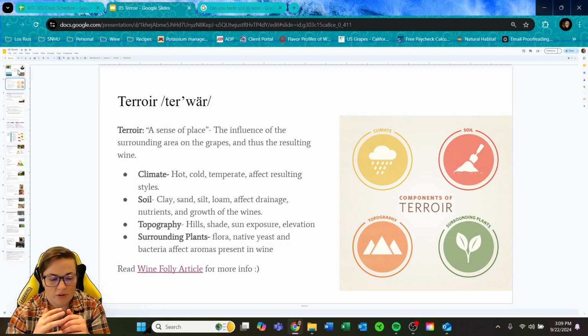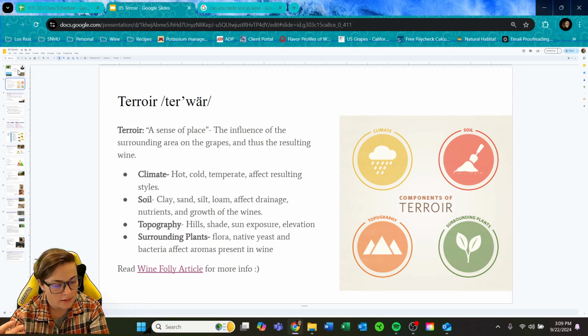Terroir, as we've talked about before, is a sense of place in wine. When you taste a wine, it directly transports you to that area with the climate, the soil, the topography, and also the surrounding plants. You taste this wine, and it's just a representation of this area in a bottle.